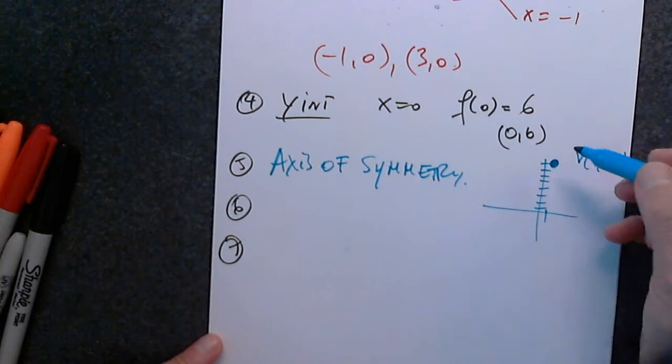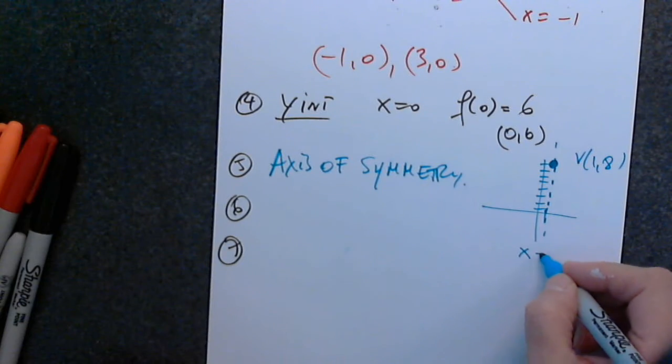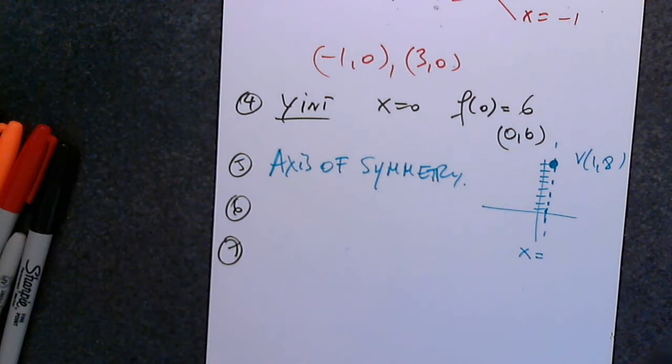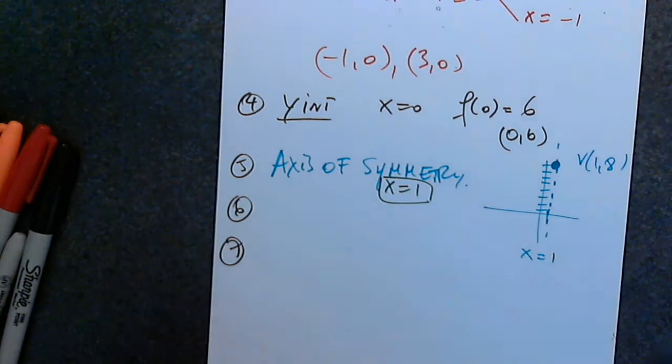Vertex (1, 8). And we have to draw a vertical line through the vertex. Can anyone give us the equation of this line? The vertical line through the vertex. Very good. Awesome. Indeed, x equals 1. So the axis of symmetry is x equals 1.